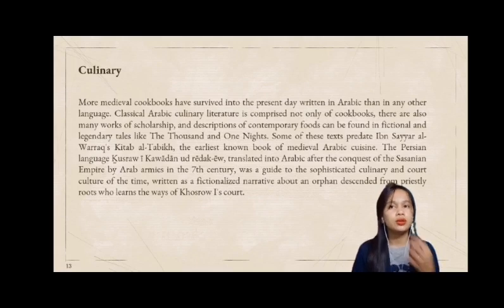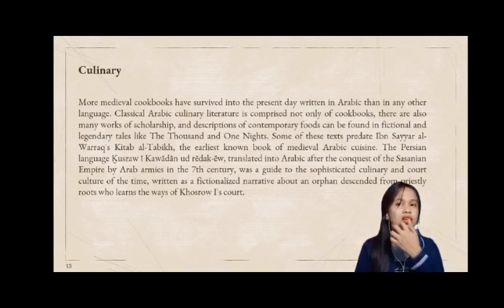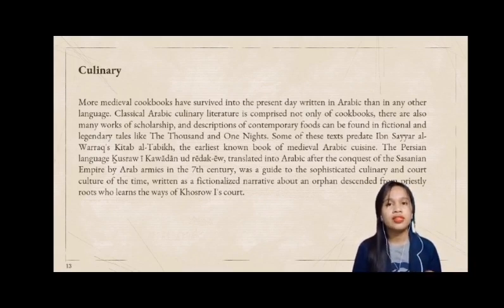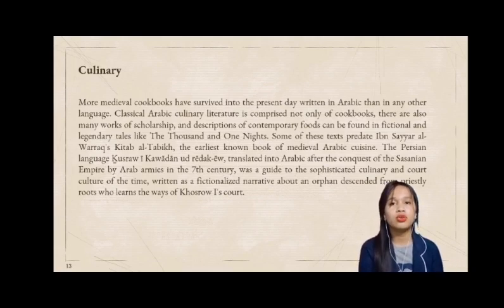More medieval cookbooks have survived into the present day written in Arabic than in any other language. Classical Arabic culinary literature is comprised not only of cookbooks. There are also many works of scholarship, and descriptions of contemporary foods can be found in fictional and legendary tales like the 1001 Nights. Some of these texts predate Ibn Sayyar al-Warraq's Kitab al-Tabikh, the earliest known book of medieval Arabic cuisine.